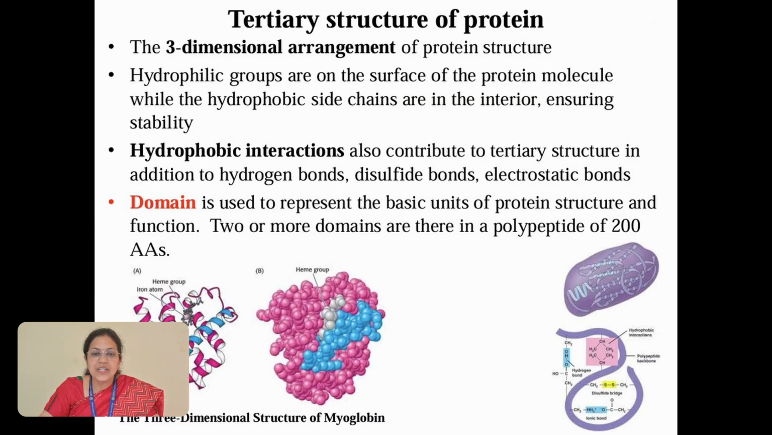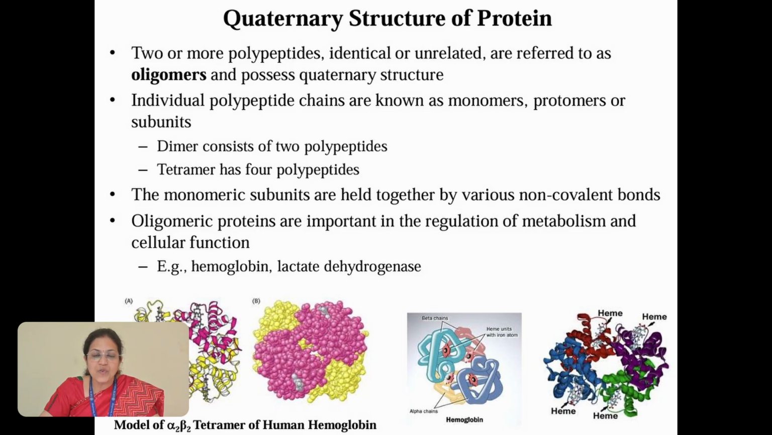Now coming to the tertiary structure of proteins. Tertiary structure of proteins is formed by the formation of domains. The domains form the basic units of protein structure, and two or more domains form a polypeptide of 200 amino acids.